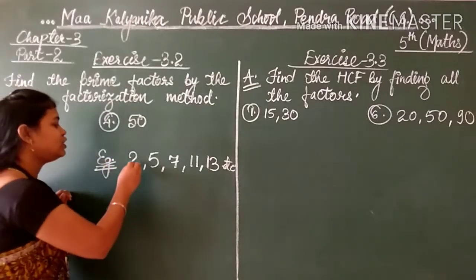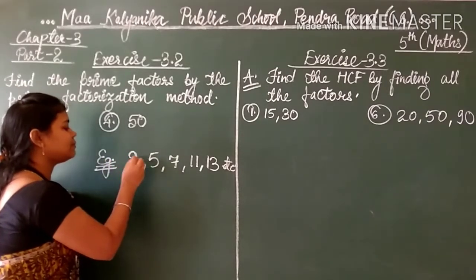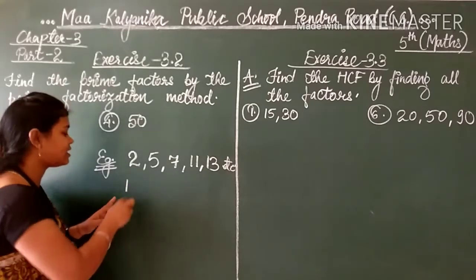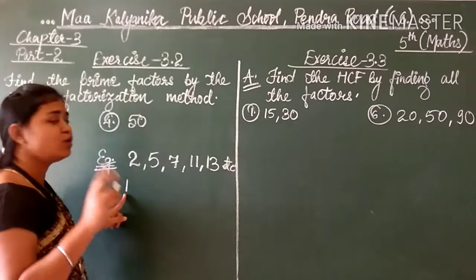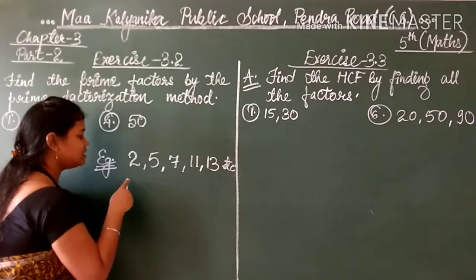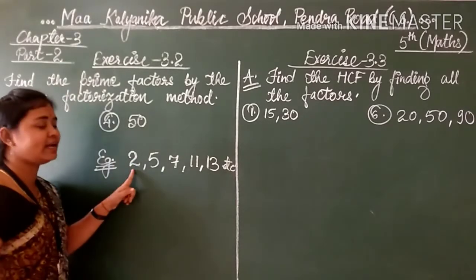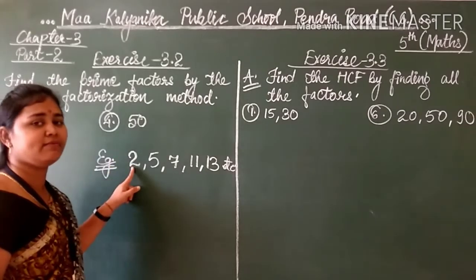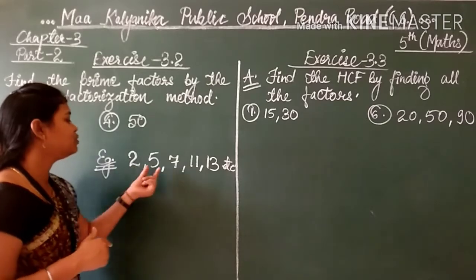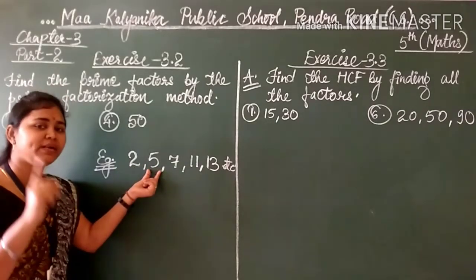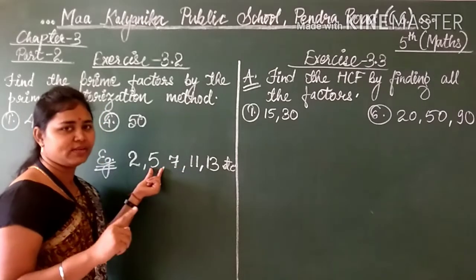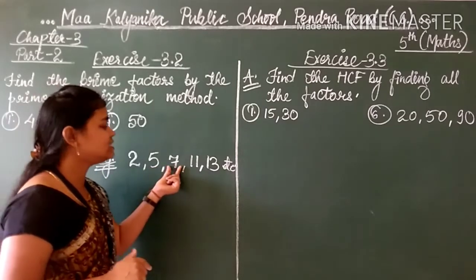Students, see carefully. 2. I had explained you what is prime number. The numbers which are having only 2 factors, that is 1 and itself. Means 2 can be divided by 1 and 2 can be divided by 2. Any other number cannot divide 2. Now 5. 5 can be divided by 1. It comes in the table of 1 and 5 itself. 5 ones are 5.